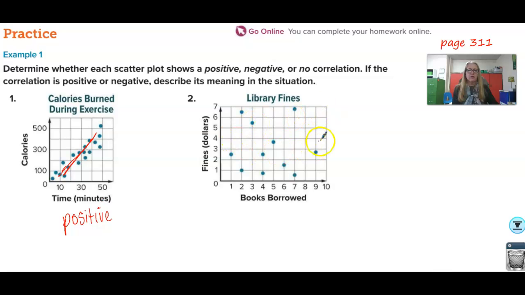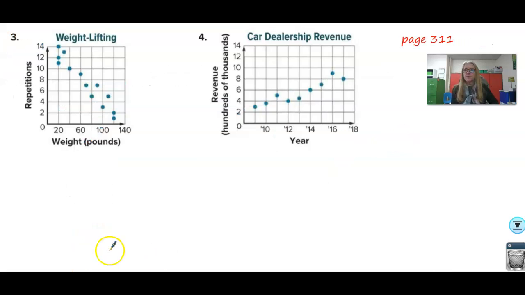This one's just kind of all over the place, all right? And apparently the number of books you borrow doesn't have any relationship to the number of fines you pay. So this one has no correlation. It just doesn't really show a trend.